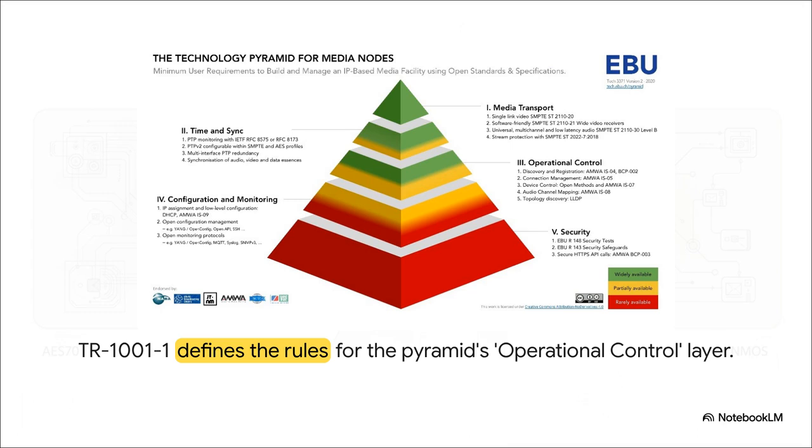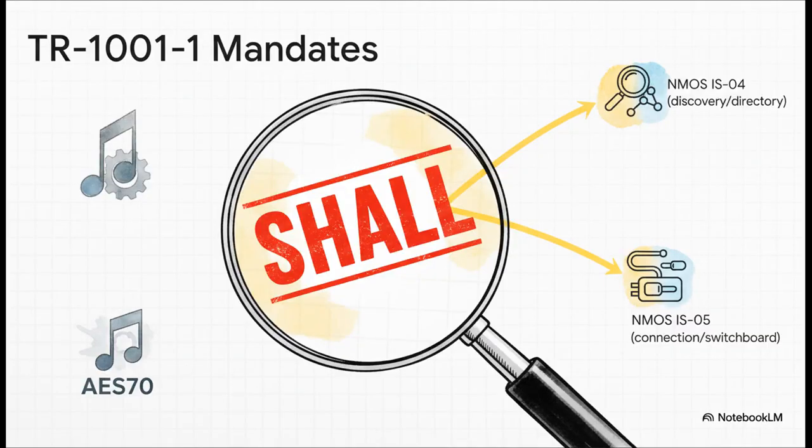And remember our pyramid? Well, this TR-1001 document provides the specific mandatory rules for that yellow operational control layer. It takes that abstract idea we saw before and turns it into a concrete set of instructions for every manufacturer to follow. And this right here, this is the punchline. In standards documents, the wording is incredibly precise. When a document says you shall do something, it's not a friendly suggestion. It is a mandatory requirement.